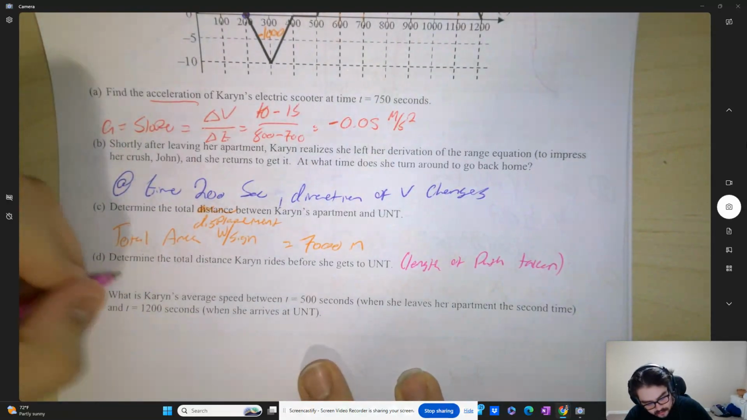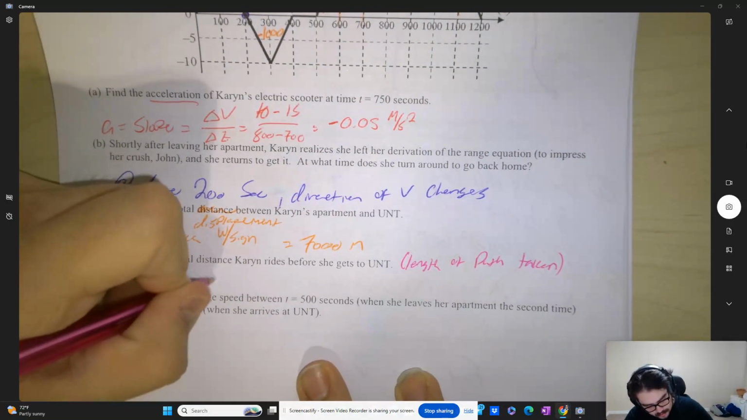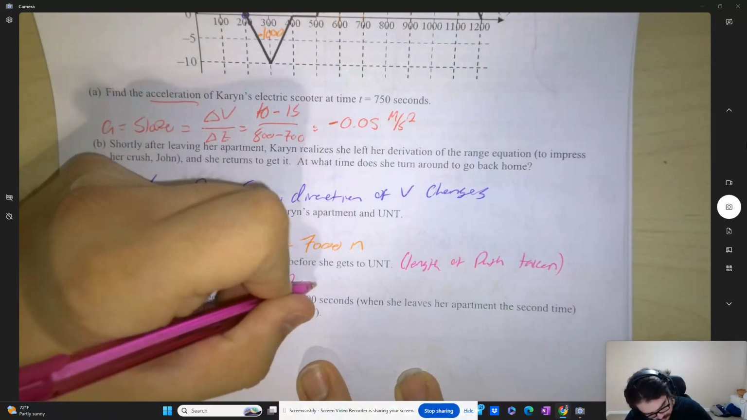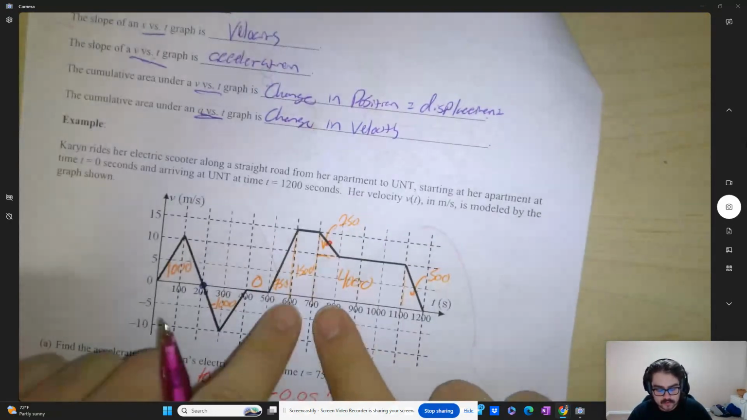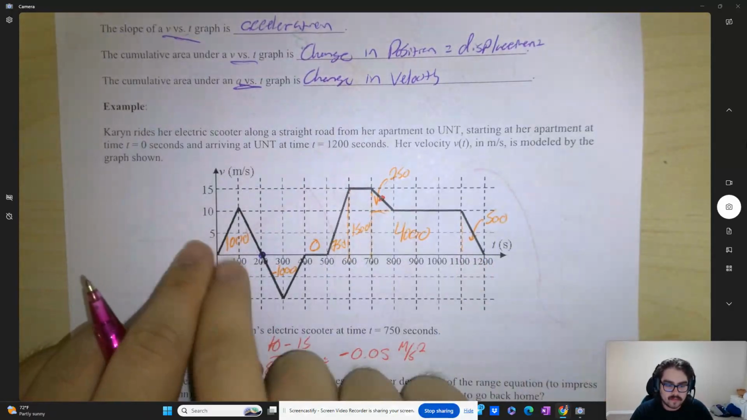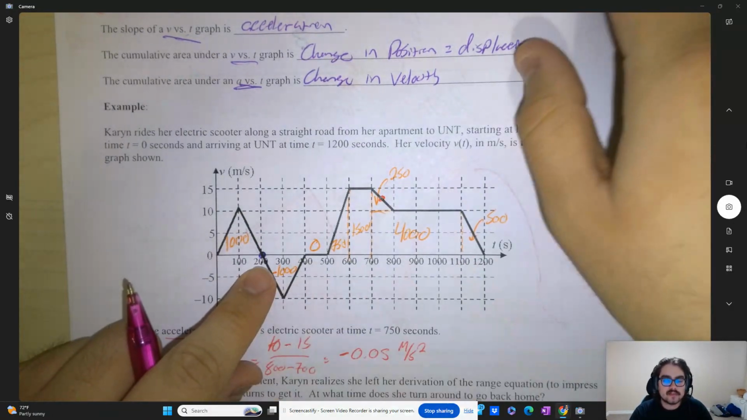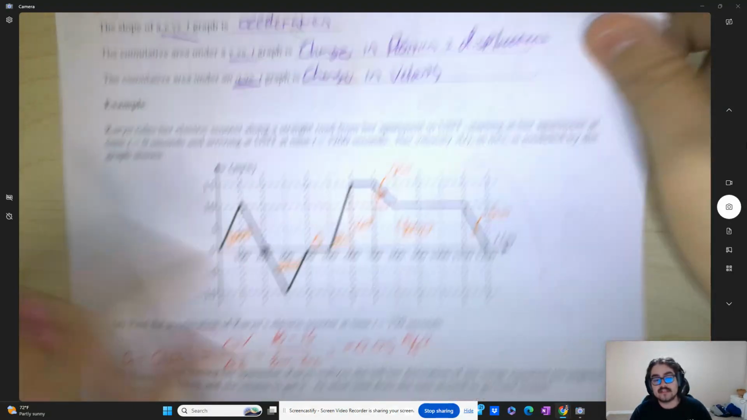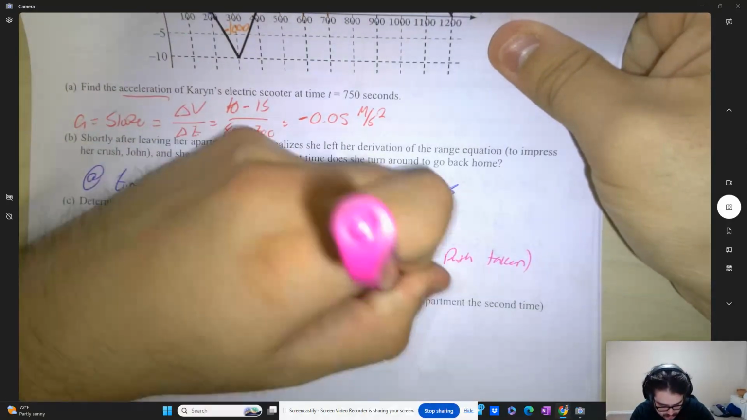So to do that, you're just going to add all areas as positive. So it's going to be the same. She does this whole same distance right here, the 7,000, but she also does 1,000 going there, and then she turns around and does 1,000 coming back. So we now have to take the 7,000 and add 1,000, 1,000 to give us a total of 9,000. So that's 9,000 meters.